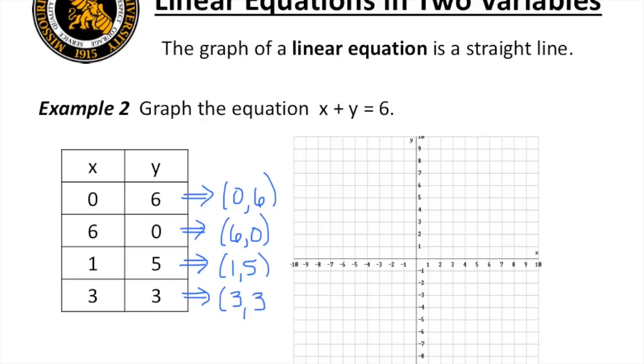Remember, this was just a small sample of the ordered pairs that satisfy this equation. There are infinitely many ordered pairs whose coordinates sum to 6. But plotting these 4 points on our Cartesian plane, we see that they lie in a line. And these are not the only 4 points that lie on this line. There are an infinite number of points that describe this particular equation.